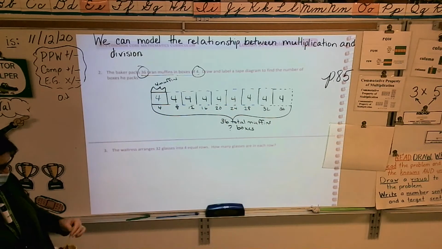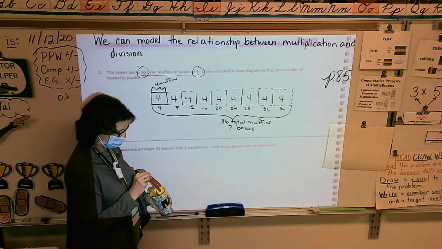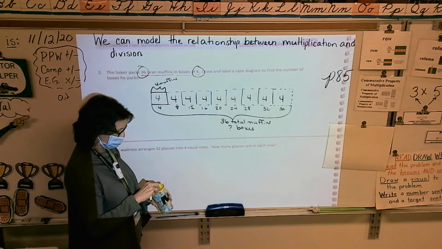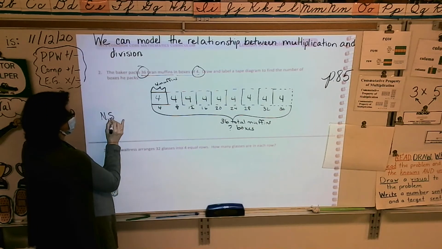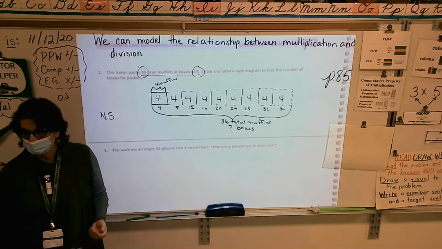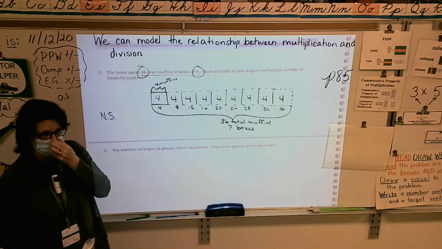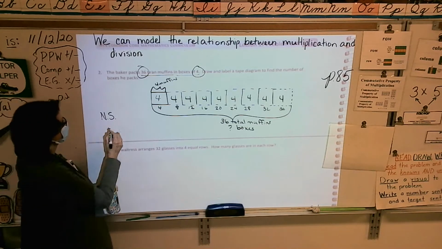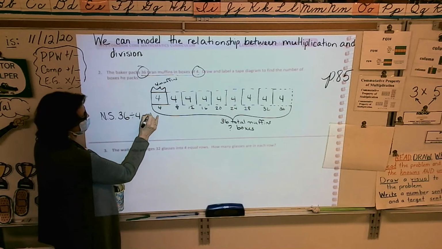What do we need to do next? Kalia, I keep on your stick. Go ahead. NS or number sentence. And remember, when we write our number sentence, we start with what we know, right? And we circled up here 36 and 4. So, Clea, can you tell us what number sentence we'll write for this problem? 36 divided by 4. Very good. 36 divided by 4 equals 9.